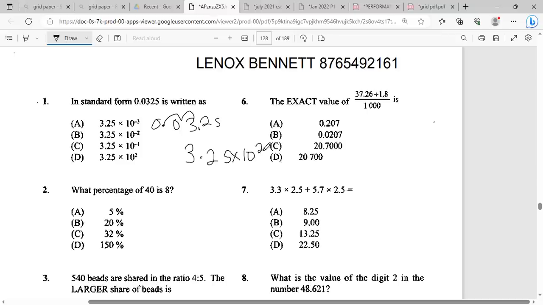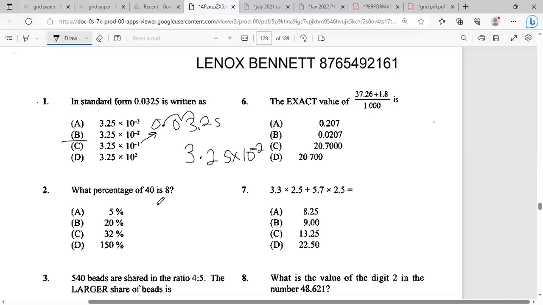Now we move 2 places. We also need to determine if it's positive or negative. Now, if you look at this, the decimal point was to the left. The original one was to the left of 3. So that means it should be negative, because negative means you go 2 places to your left to get back to this. All right, so that means it is B.